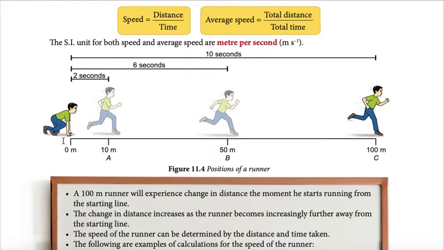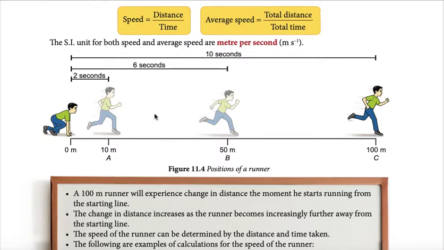The moment he start running, he will experience the change in a distance. Apabila dia mula bergerak, dia akan mengalami perubahan jarak. The change in distance increase as the runner become increasing further away from the starting line. Semakin dia jauh daripada starting point, semakin banyak perubahan jarak berlaku.